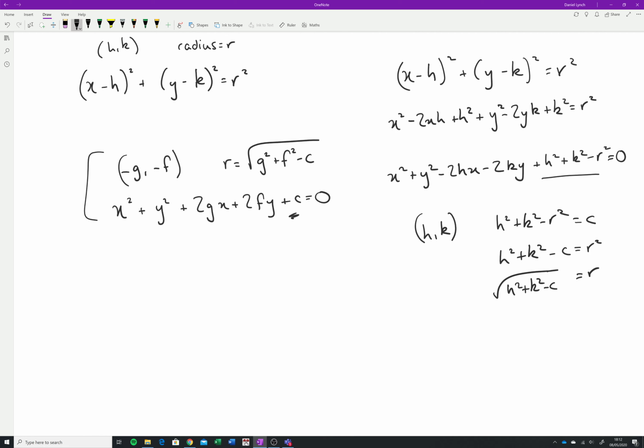except instead of having h and k, we had minus g and minus f. And of course, if that was instead minus g being squared, that's the same as just having g squared. So same with f squared and c.